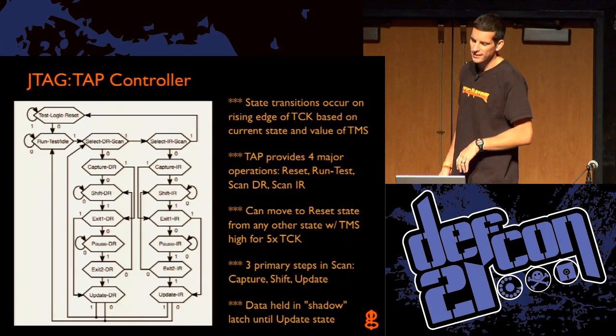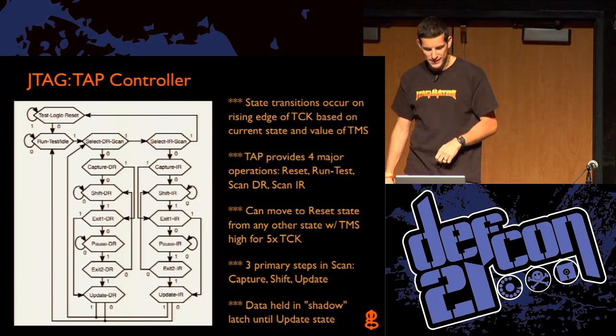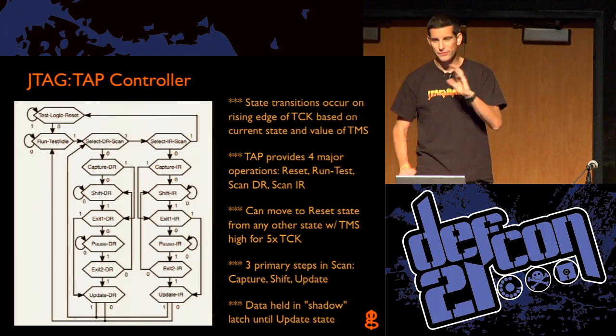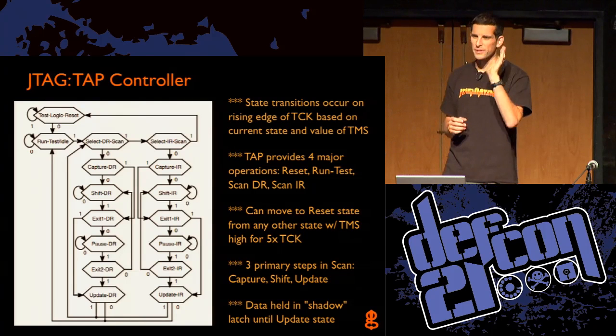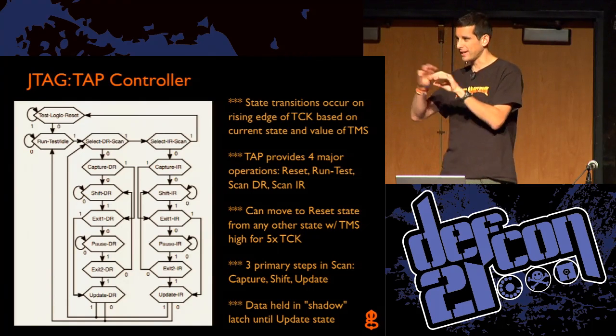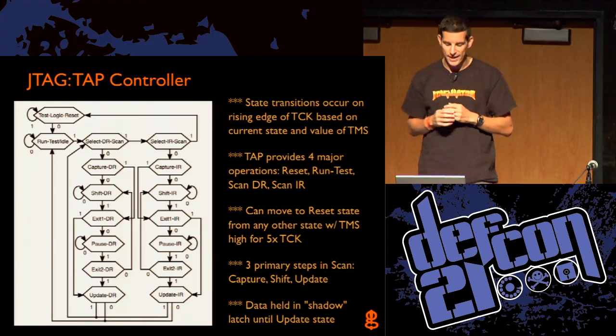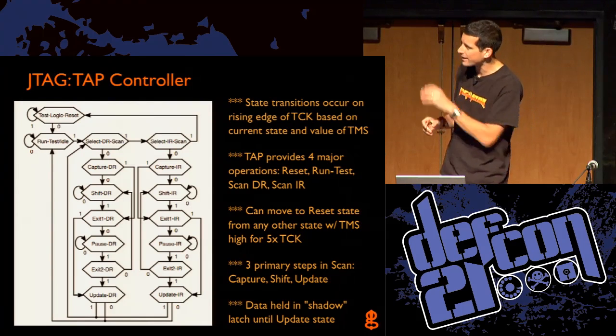This is the state machine. It looks a little bit confusing, sort of like spaghetti, but it's very simple. You're either shifting in to work with the data register or you're shifting in to work with the instruction register. Once you do that, then you just load data into either one, and then you latch it, and then you can exit, and then you can shift data out. So it's not as complicated as it seems.